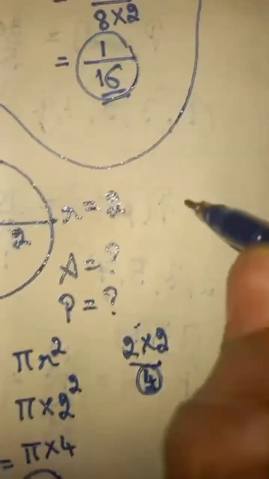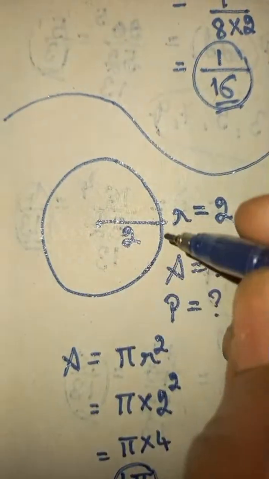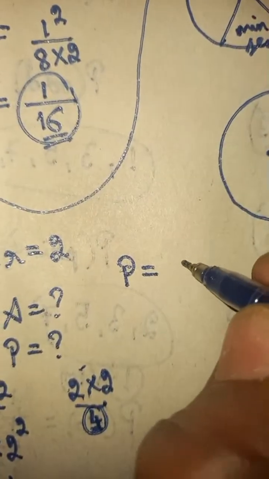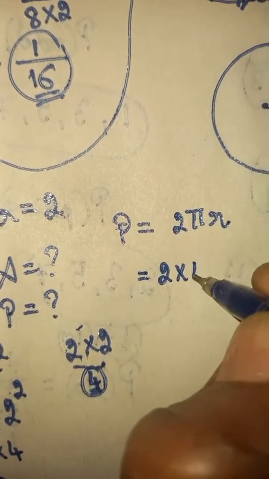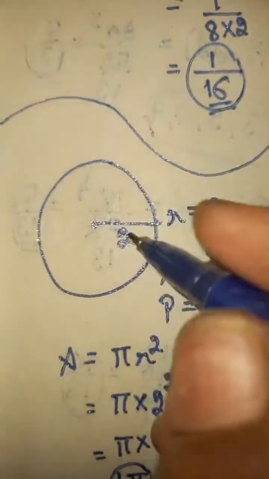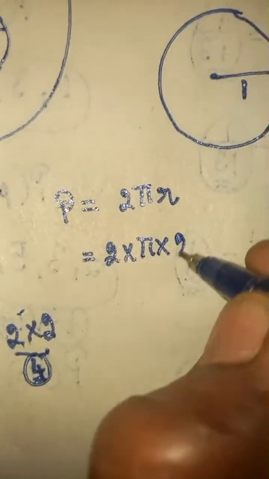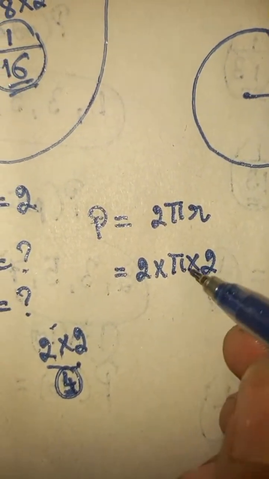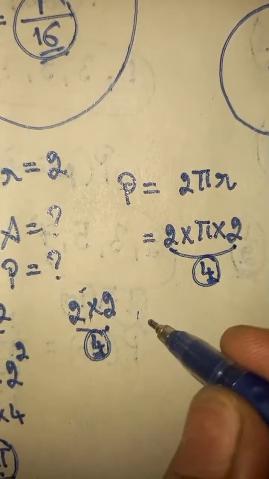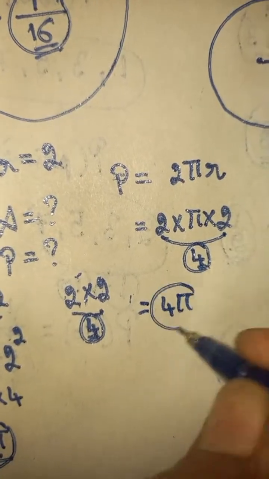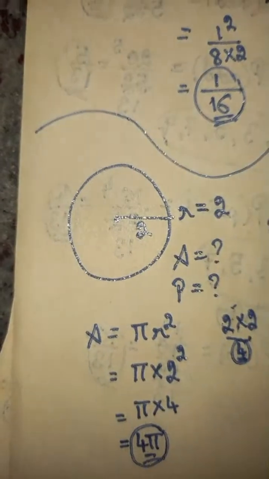Let's find out what's the perimeter of this circle. Perimeter of this circle is nothing but 2 pi r. Here 2 pi r means you can write it as 2 times pi times the radius. They have given us 2 units. 2 times pi times 2 units. 2 times 2 is 4. So 4 times pi, that is 4 pi units, is the perimeter or boundary length of this circle.